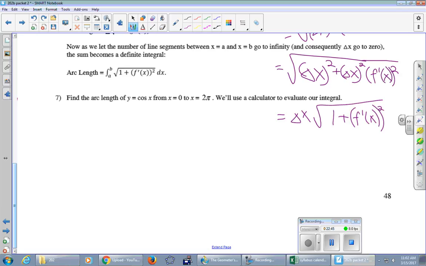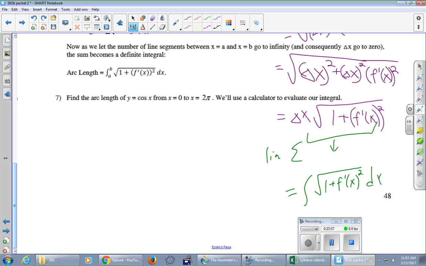And so this guy right here, when you put it inside of a limit and the sigma, so it's the limit of the sigma of that thing, turns into what? Integral. Okay, the square root of 1 plus f prime of x squared. Delta x becomes dx, and you just go from x at the far left to x at the far right, which were defined as a and b. That's it. Not so magical.